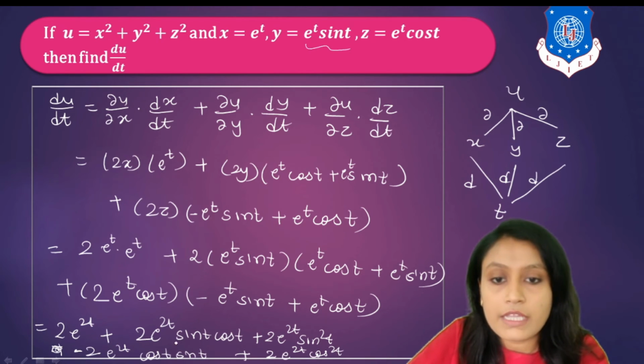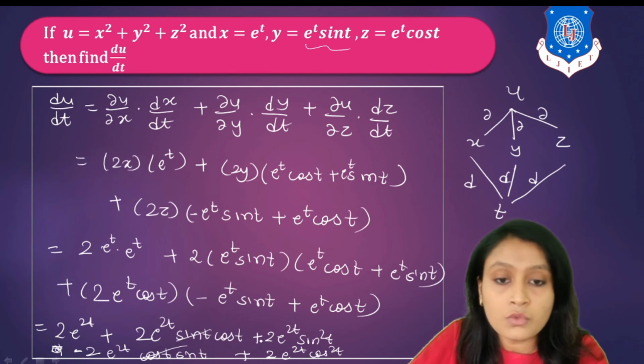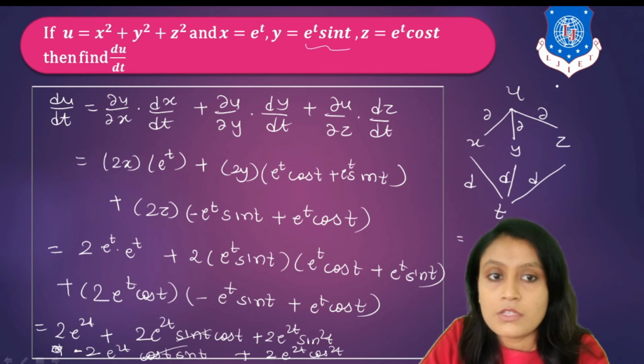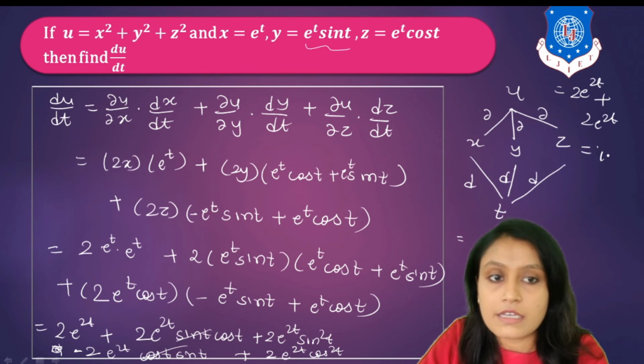Okay, now you can see these two terms will get cancelled. Take 2e^(2t) common from these two terms, so in the bracket you will get sin²t plus cos²t, so its answer is 1. So what remains is 2e^(2t) plus, from here, you will get 2e^(2t), right? So at last your final answer is 4e^(2t).